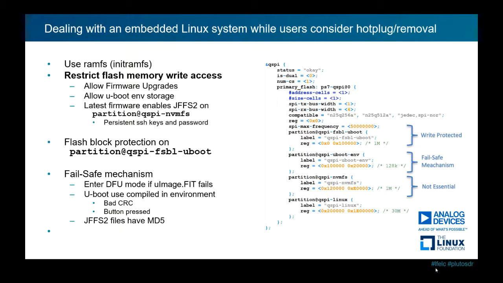So if you deal with an embedded Linux device and the user treats it like hot plug removal, that they just pull the USB cable out of it, you want to avoid file system corruptions. We are doing this by actually just using a RAMFS. And on the other side, we restrict the flash memory write access to really the bare minimum.